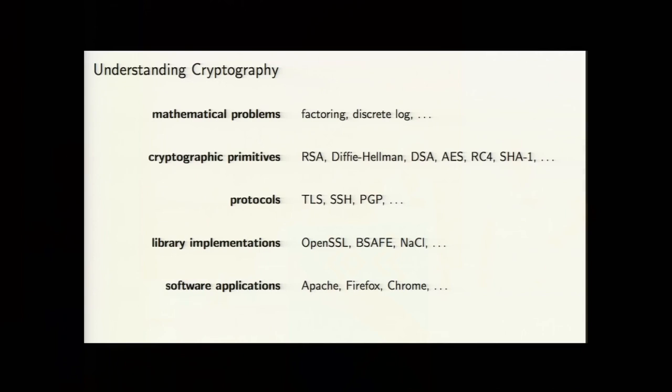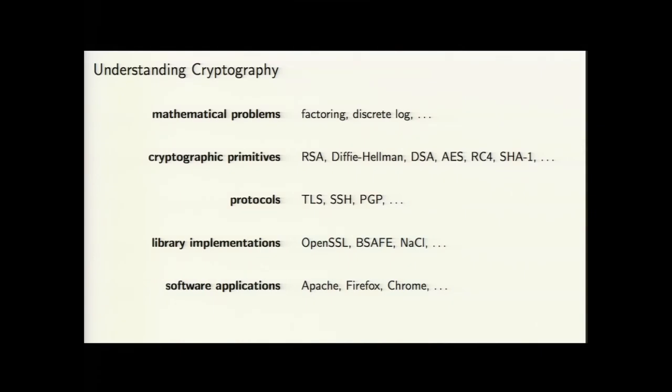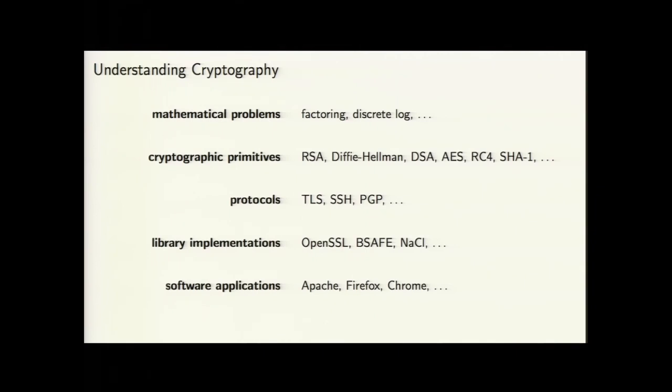All right. So, taking our inspiration from the NSA, here's a way that you can understand cryptography. This is just to get our bearings here. At the top, we have some mathematical problems like factoring and discrete log. From those, you can construct cryptographic primitives like RSA, Diffie-Hellman, and so on. You use those in different protocols like TLS, SSH, PGP, the things you use to keep yourself secure on the internet. Those are implemented in libraries like OpenSSL and BSafe. And those libraries are used in the software applications that you as users actually use. We're going to be talking about all of these different levels today.